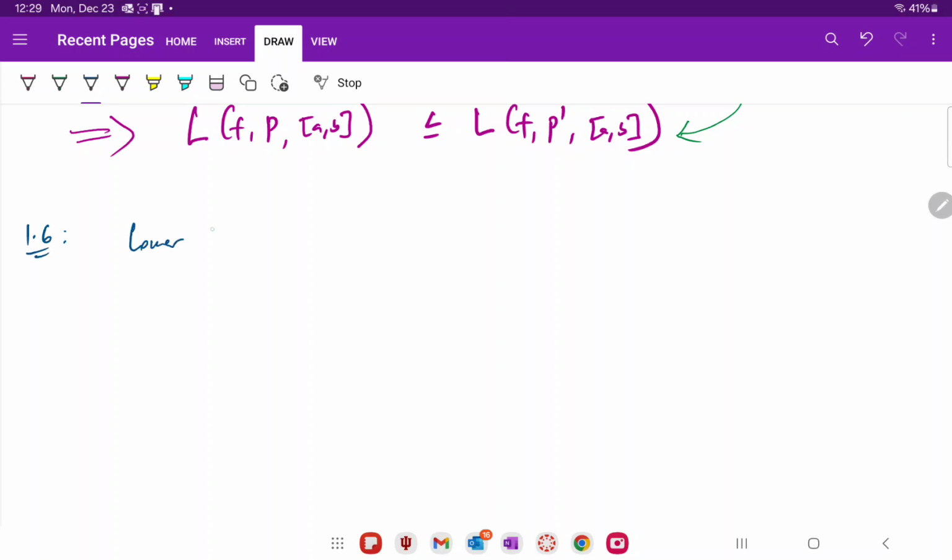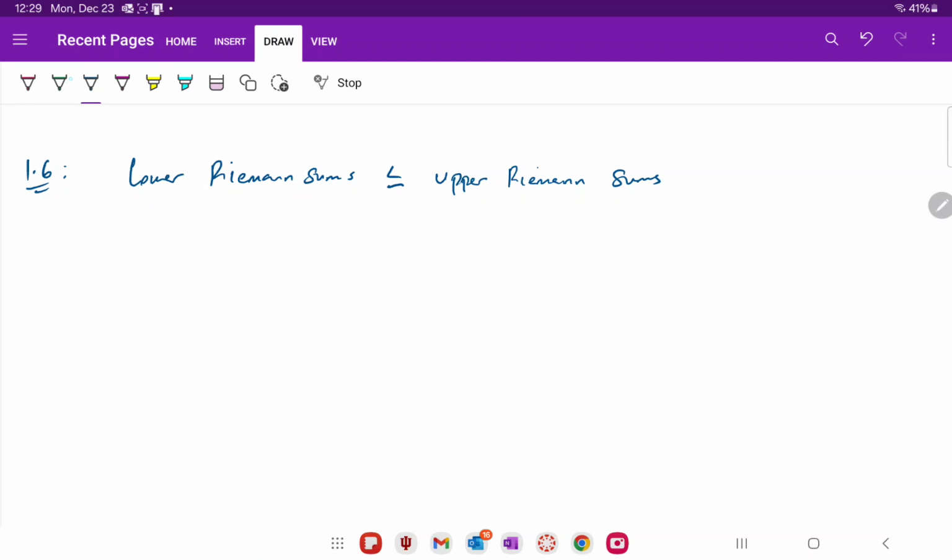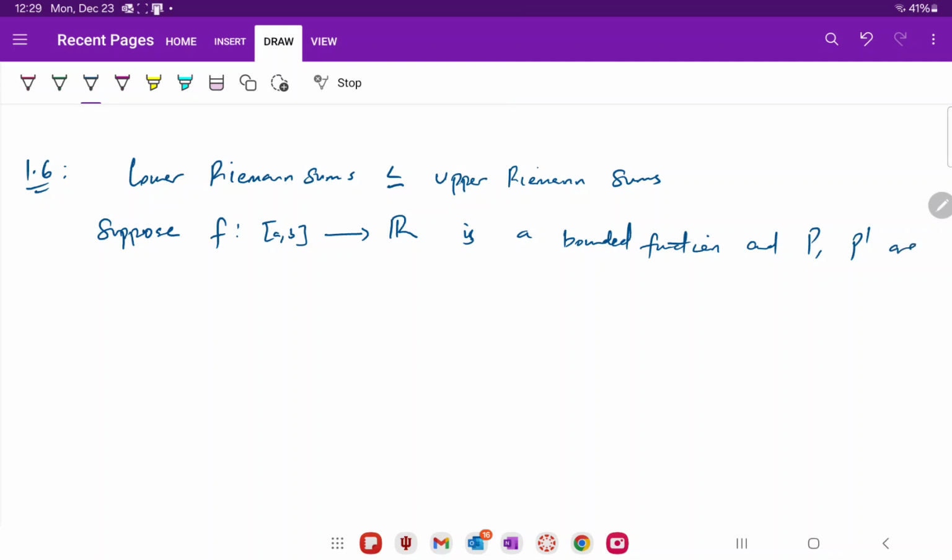So we have this theorem: the lower Riemann sum is always less than or equal to the upper Riemann sum on the same partition. Suppose f: [a,b] → R is a bounded function, and P, P' are partitions of [a,b]. Then this inequality holds.